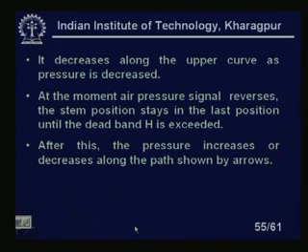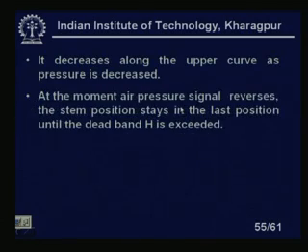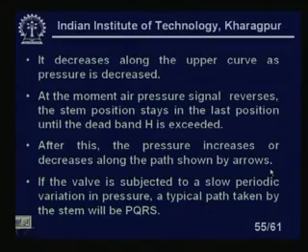After this, the pressure increases or decreases along the path shown by the arrows. We have seen that as pressure increases, the stem position changes. If the valve is subjected to slow periodic variations in pressure, a typical path taken by the stem will be PQRS. If I give slightly cyclic variations of the pneumatic signal, we will find that a typical path taken by the stem will be PQRS. Clear? What is PQRS? You can see the hysteresis curve.